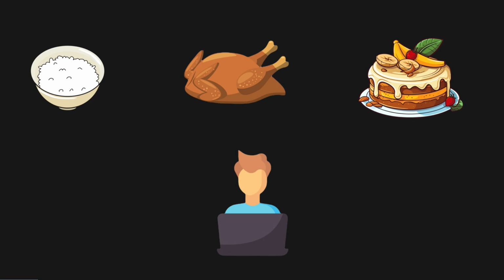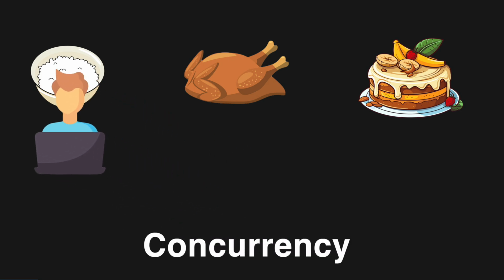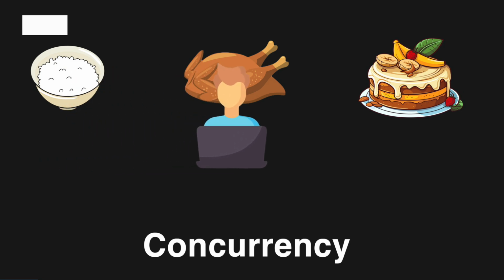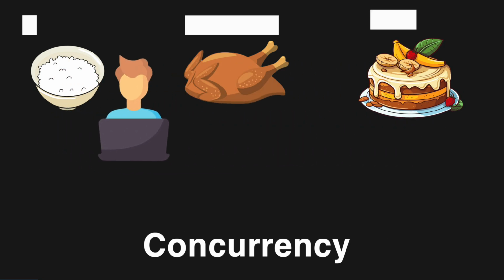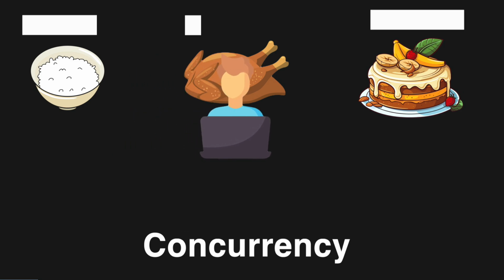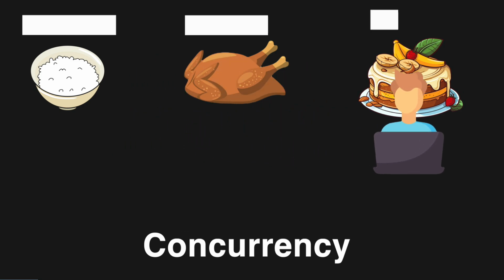You manage all three tasks by yourself. You start the rice, and while it cooks, you marinate the chicken. And while the chicken marinates, you mix and bake the cake. This way, you efficiently use the waiting times of one task to progress the others, continuously rotating through the tasks as each requires attention or enters a waiting period.